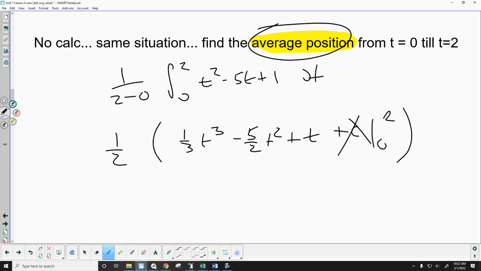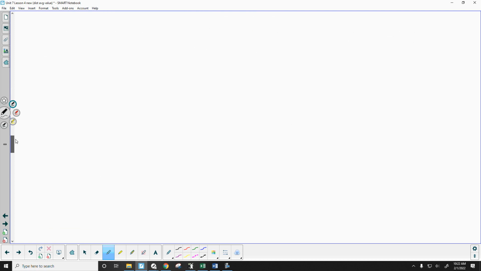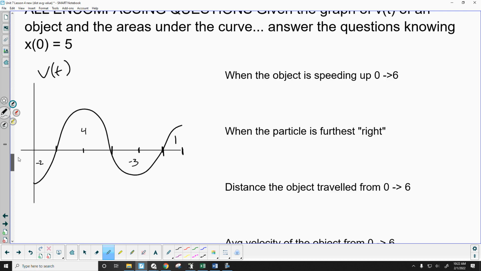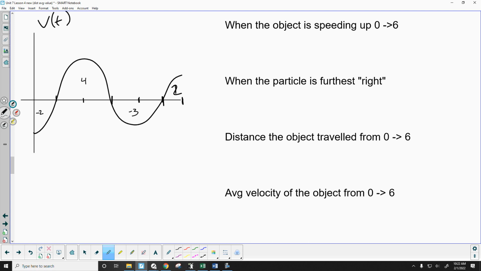Okay? Now, let's finish off. Let's see if you really understand. Here is velocity, change this area to 2. What's the distance the object traveled from 0 to 6? What's the average velocity of the object from 0 to 6? We'll start with distance. Here's the velocity.